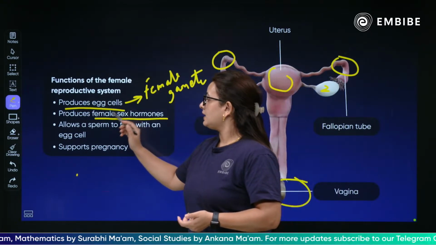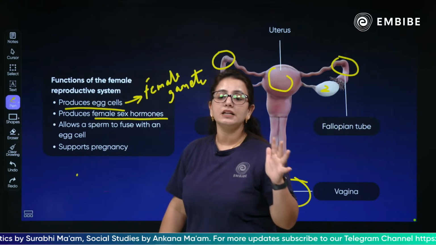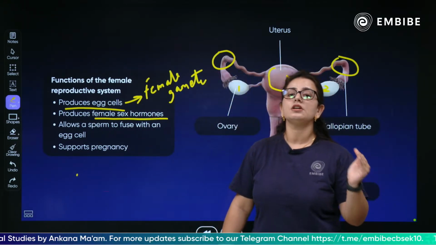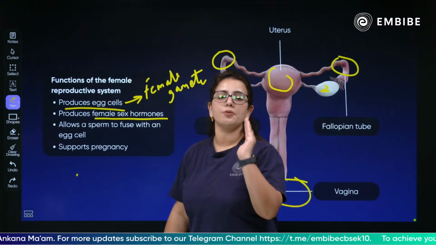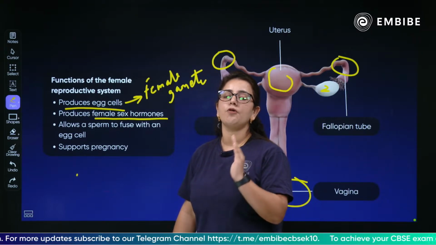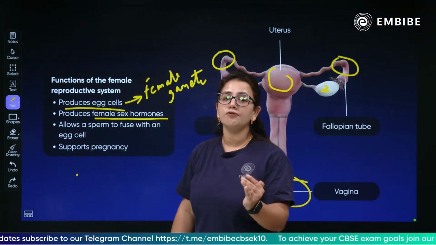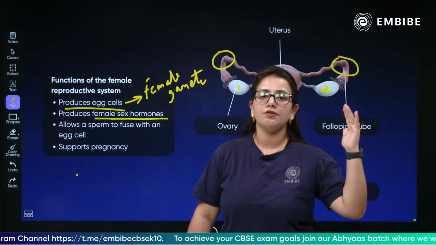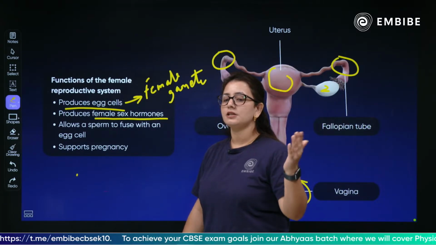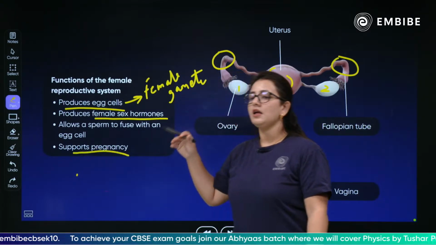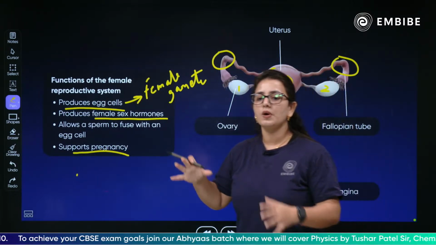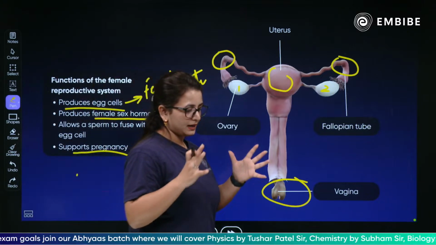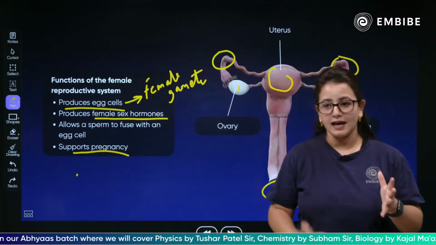Yes, and another function is internal fertilization, which allows the sperms to enter the female reproductive tract and come near the egg cell for the fusion, so that zygote formation can take place, then the embryo, and finally the birth of a child. And it supports the pregnancy. The whole female reproductive system supports a healthy pregnancy.